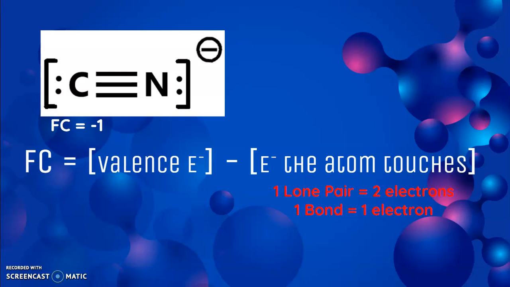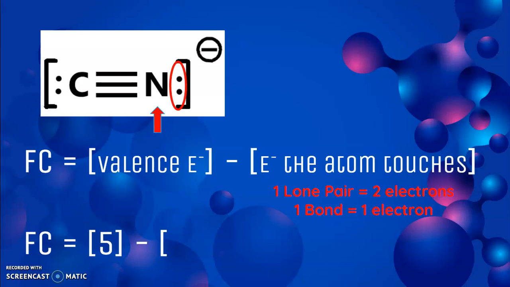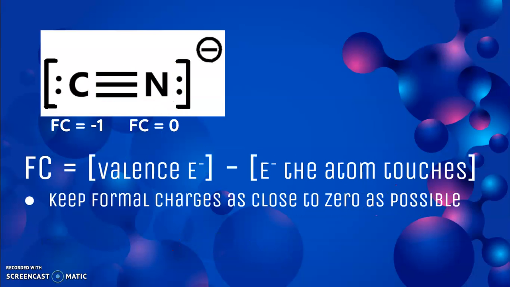Well, why don't we go and do the same process for the nitrogen? So again, nitrogen has 5 valence electrons. It is touching a lone pair, so we're going to count it in as 2 that it touches. And it also touches these 3 bonds as well. That's a further 3 electrons. So overall, nitrogen's formal charge here is 0.